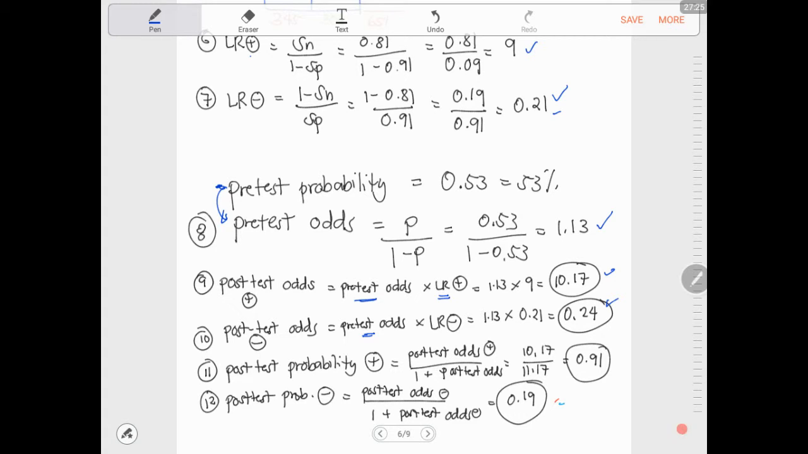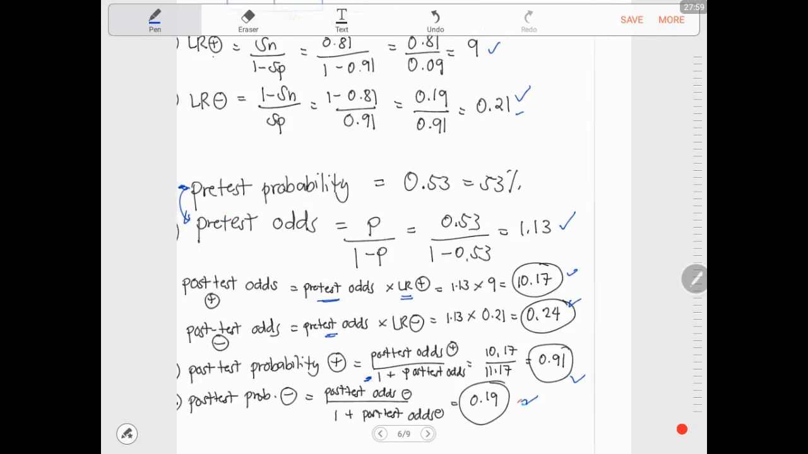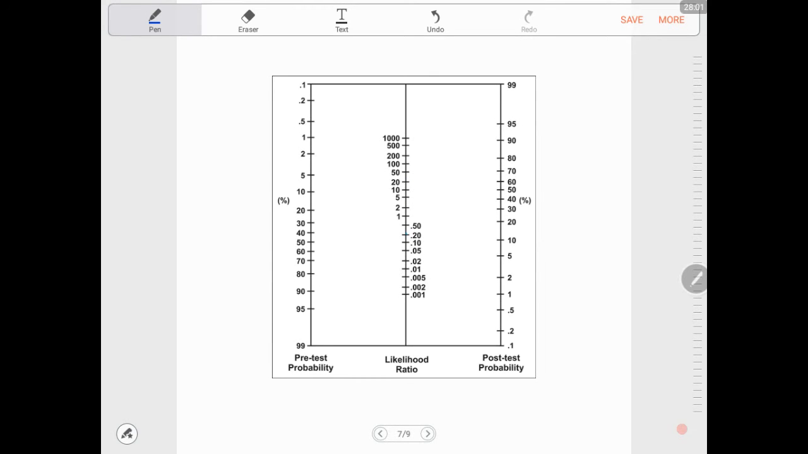Parang binaliktad lang siya. So, post-test odds over 1 plus post-test odds. The answer is 0.91. Sa post-test probability negative, ganun din. Post-test odds na negative, which is 0.24 divided by 1 plus 0.24, and the answer is 0.19. Okay? Ito yung nomogram na sinasabi ko.